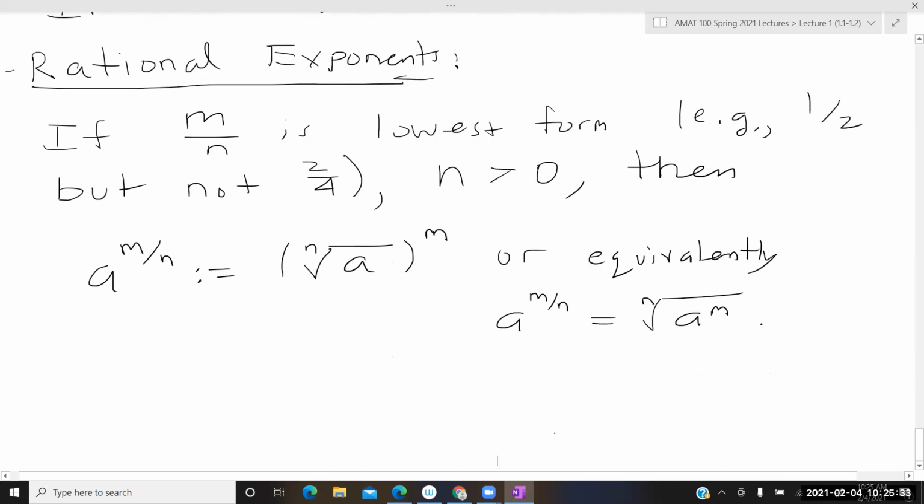And again, we have to worry about square roots of negative numbers. So if n is even, then we insist that a has to be positive. Otherwise, this definition doesn't make sense because we get imaginary numbers.